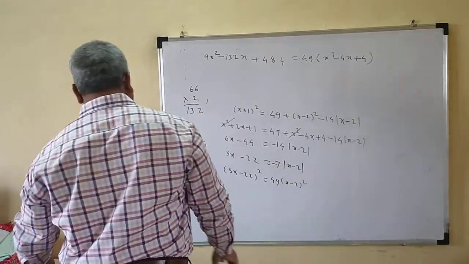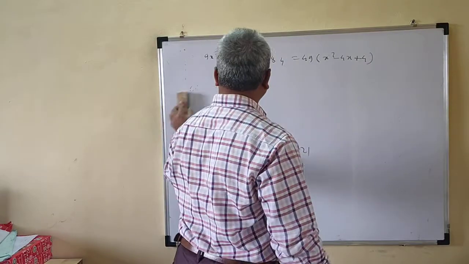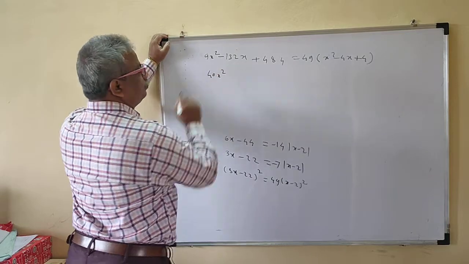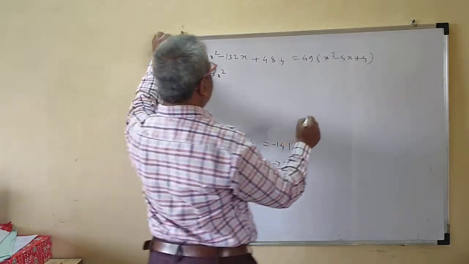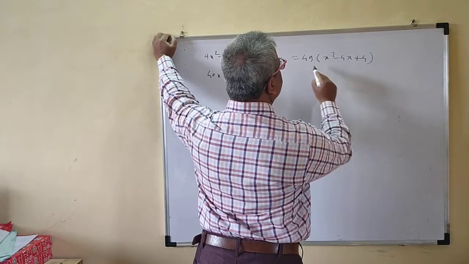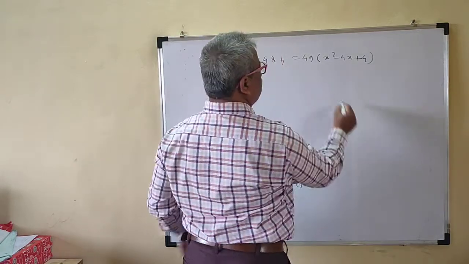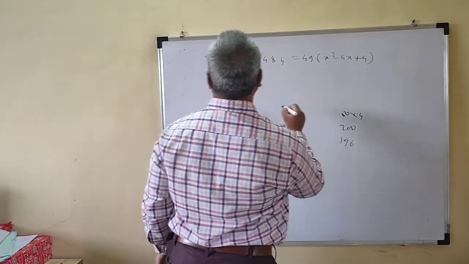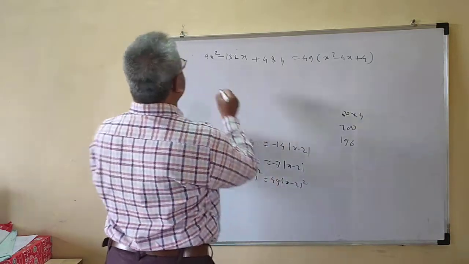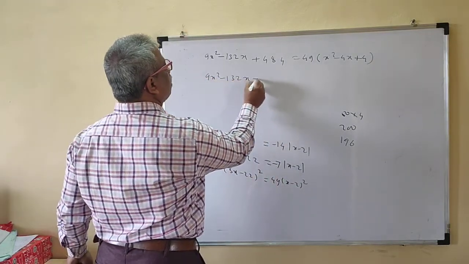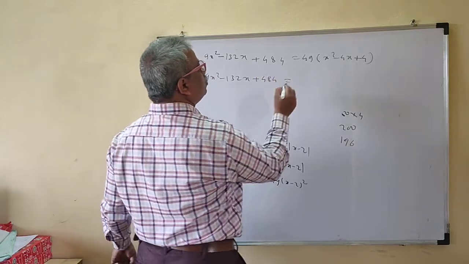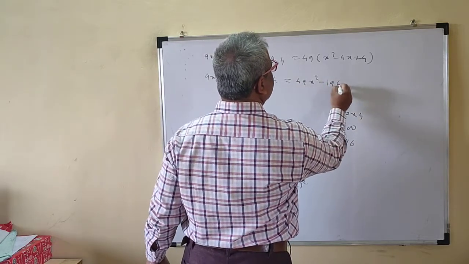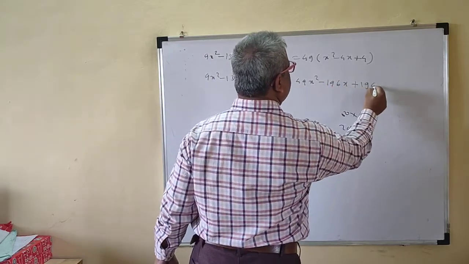What we'll do? We'll shift all the terms to that side. First we'll simplify this. 9x square minus 132x plus 484 is equal to 49x square minus 196x plus 196.